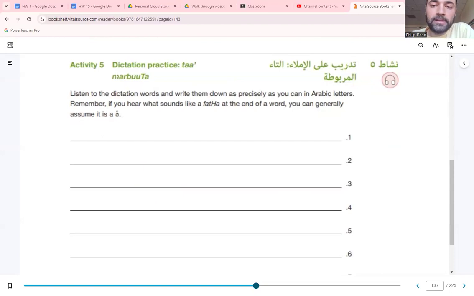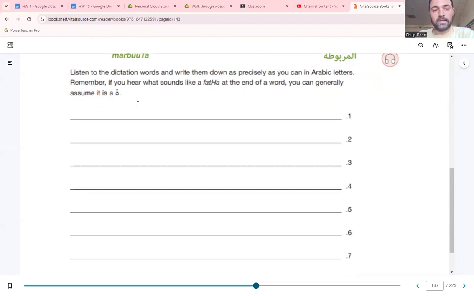The seventh word is kabira. Kabira. The eighth word is sabiqa. Sabiqa. And finally, number 9 is qalila. Qalila. Okay, that's activity 5.